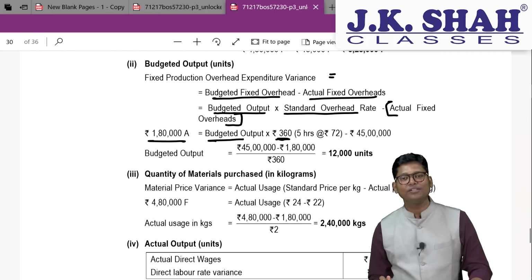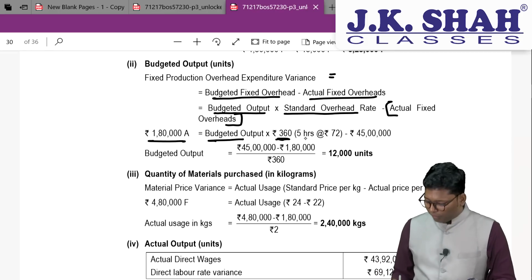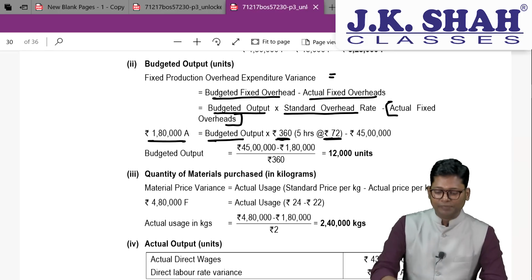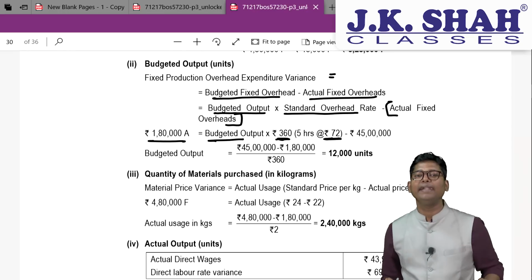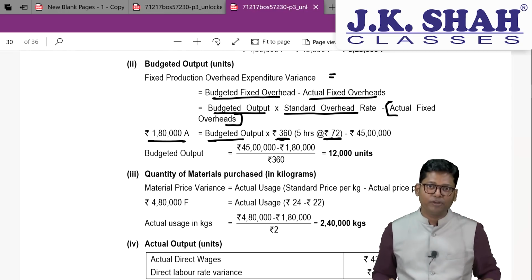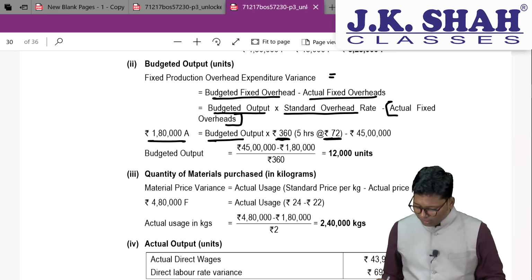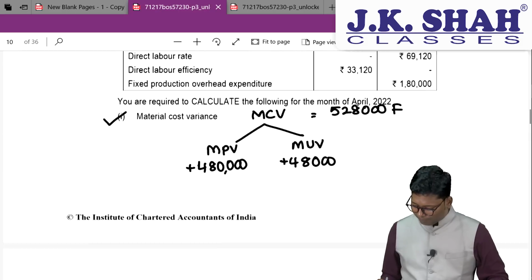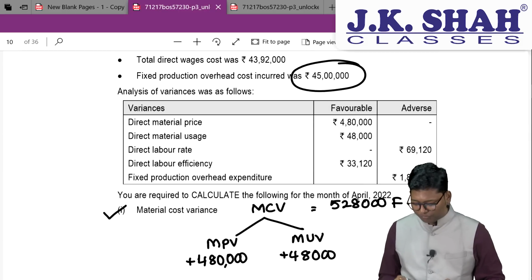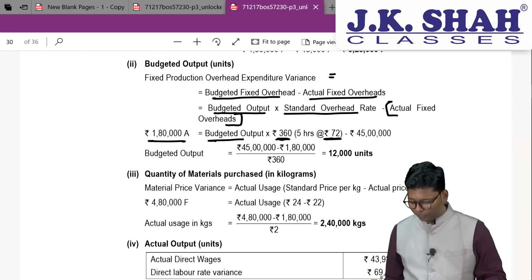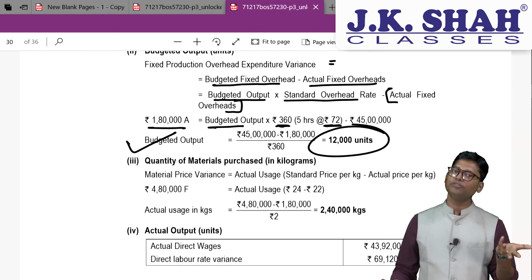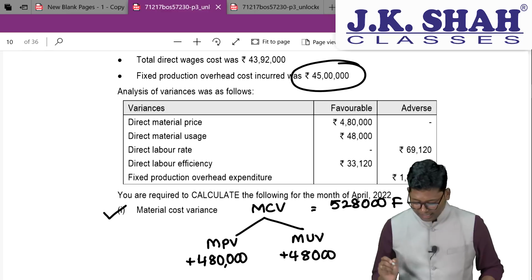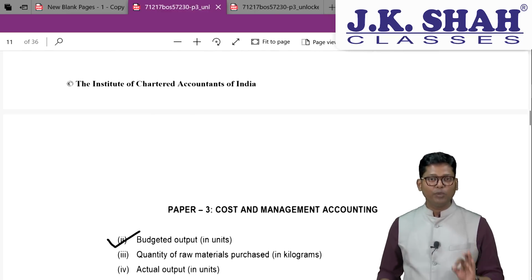Sir, how is 360 rupees calculated? Now, for each hour you are spending 72 rupees. For 5 hours, the total amount required is 360. That is the standard rate for your production, correct? And the actual amount of overhead incurred by the company according to the given information is 45 lakhs. So you just need to substitute the figures, and after substituting, you will get your budgeted output of 12,000 units. It is that simple. Simply you need to put the formulas.